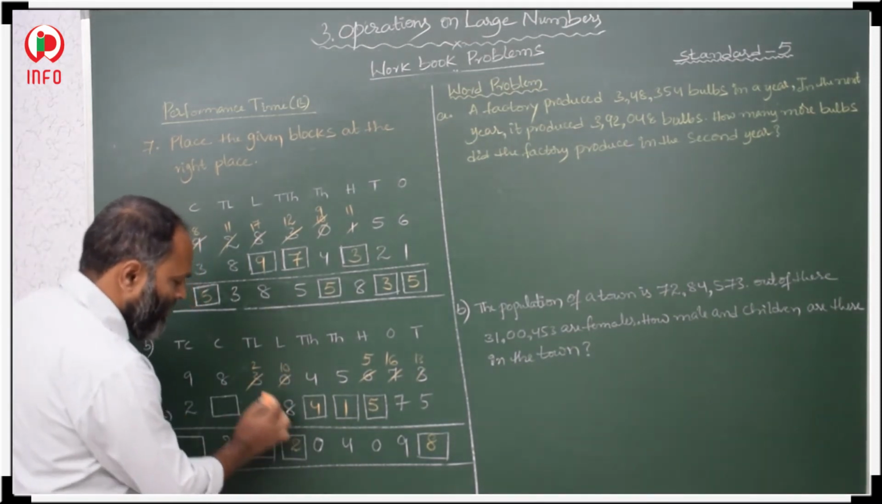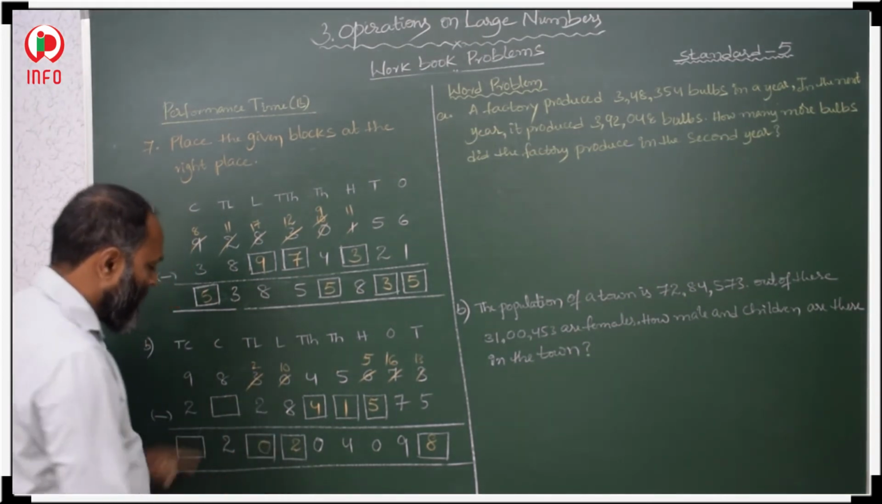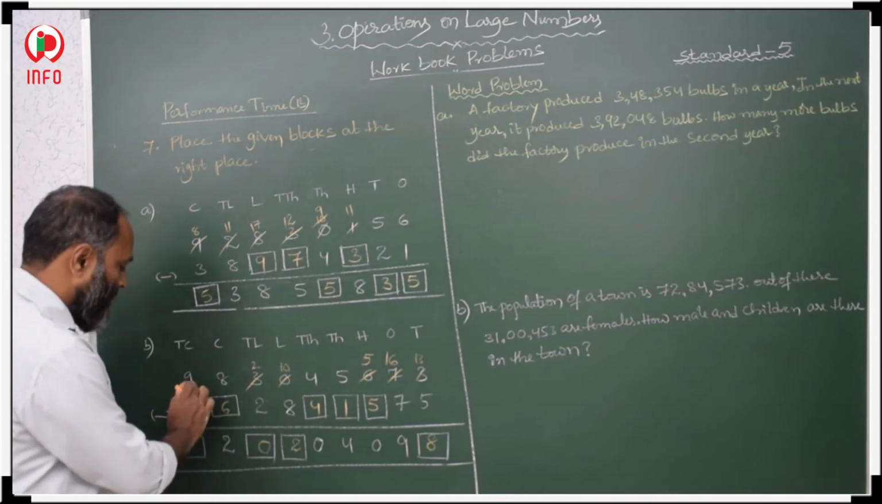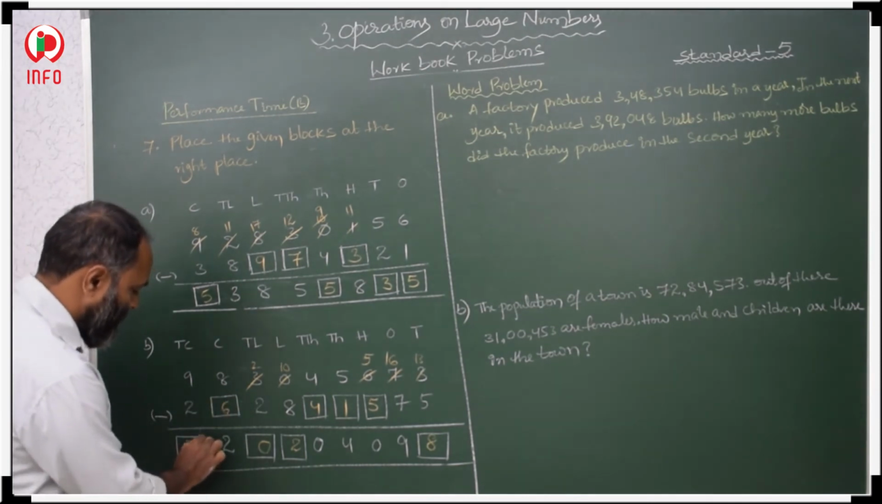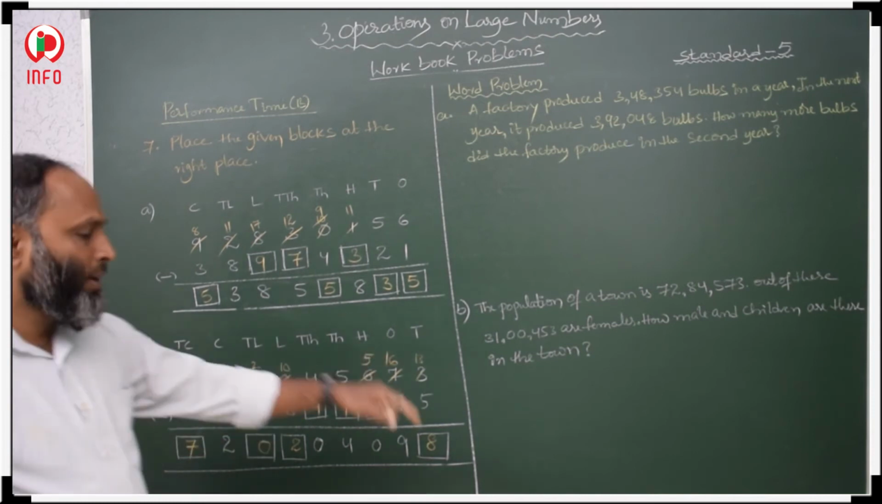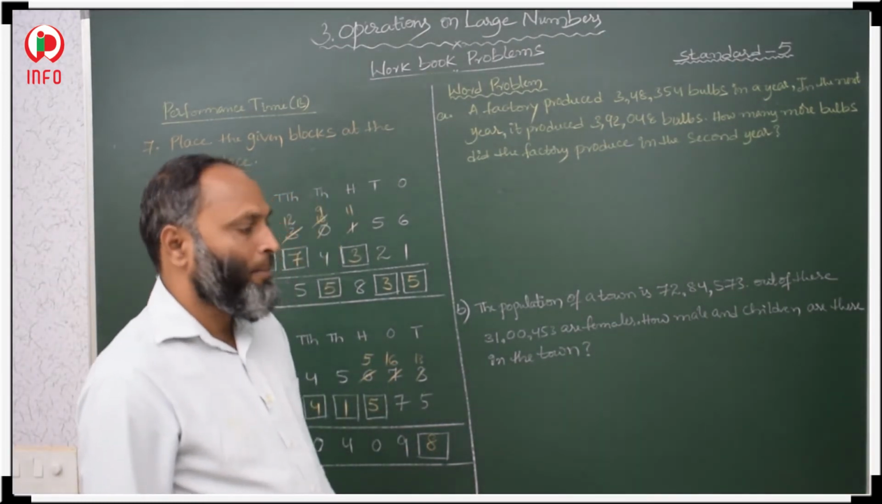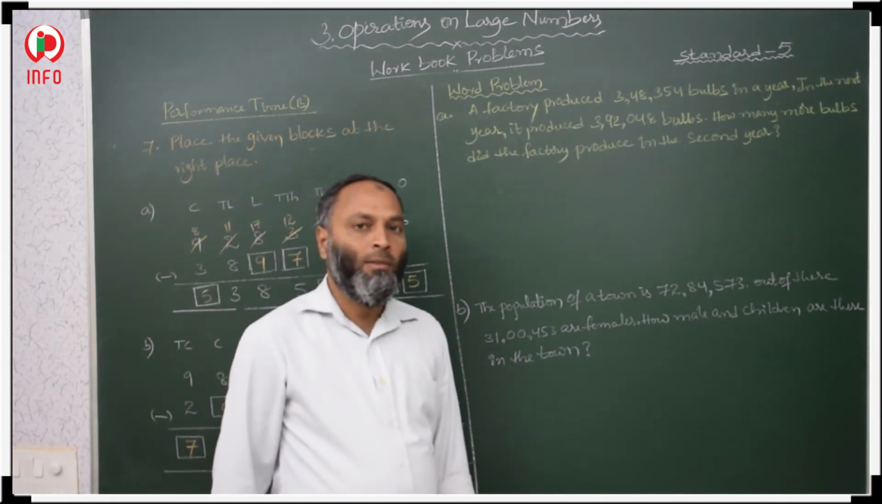2 minus 2 is 0. 8 minus what makes 2? 8 minus 6. 9 minus 2 is how much? 7. In this way we have to fill the correct numerals in the given boxes.